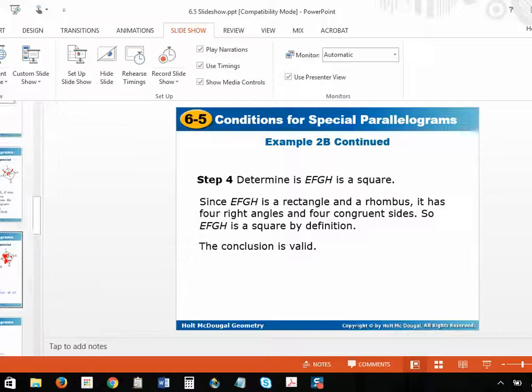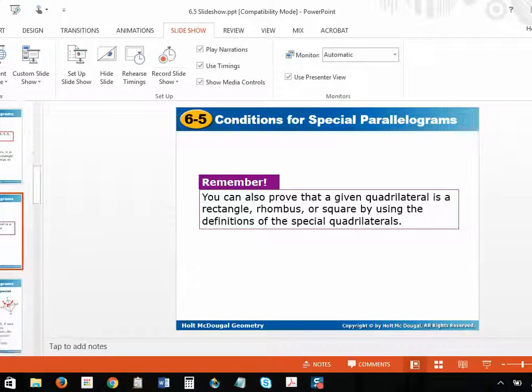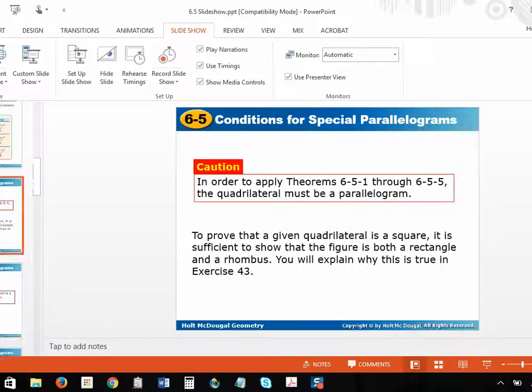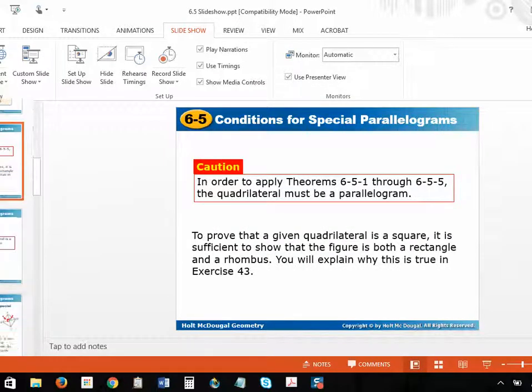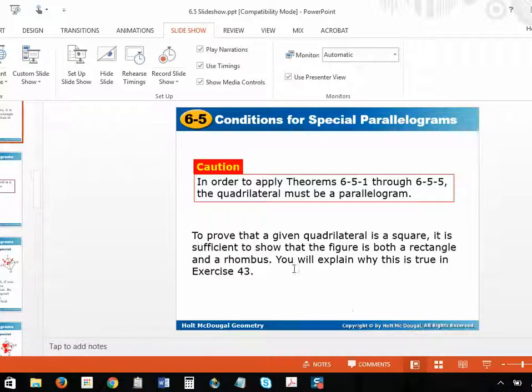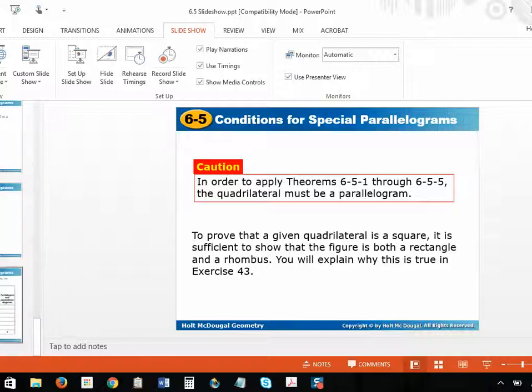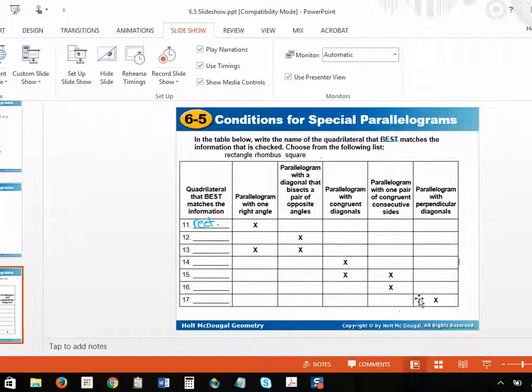To prove that a given quadrilateral is a square, it is sufficient to show that the figure is both a rectangle and a rhombus. There you go. And you'll continue in that. You'll look up the theorems and see if it's enough to show it's a rectangle or to show it's a rhombus. If you can show it's both, it's a square.